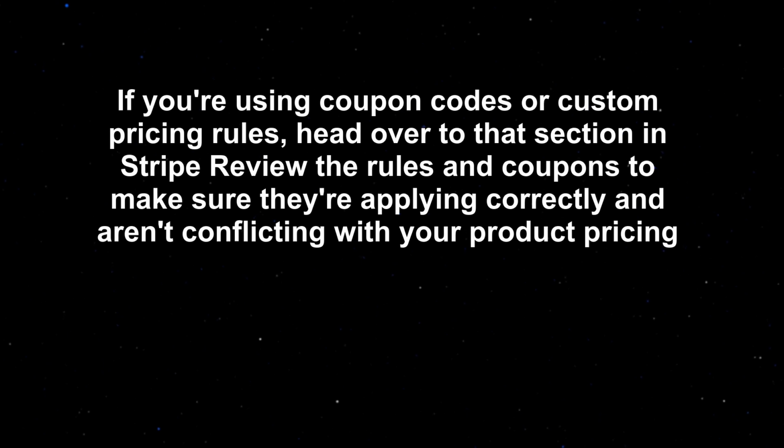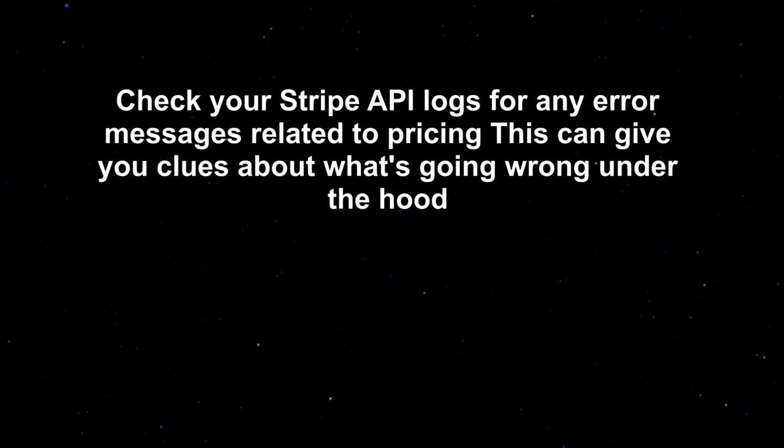If you're using coupon codes or custom pricing rules, head over to that section in Stripe. Review the rules and coupons to make sure they're applying correctly and aren't conflicting with your product pricing. Check your Stripe API logs for any error messages related to pricing. This can give you clues about what's going wrong under the hood.